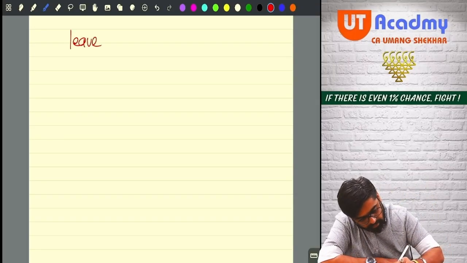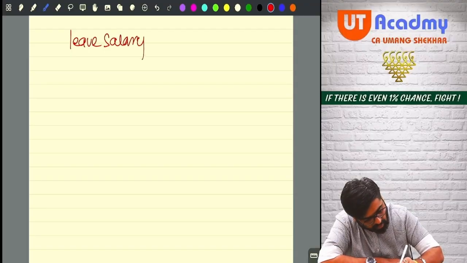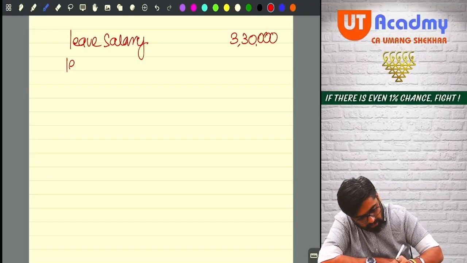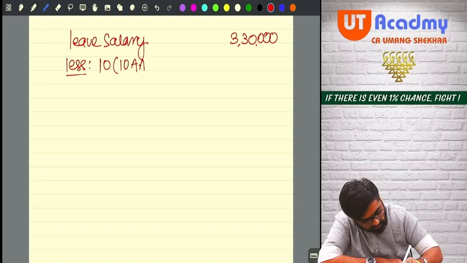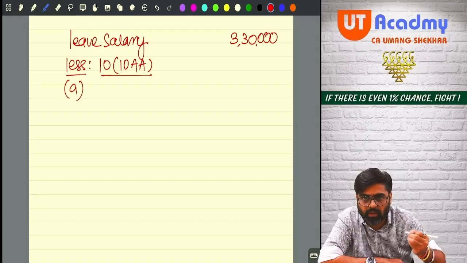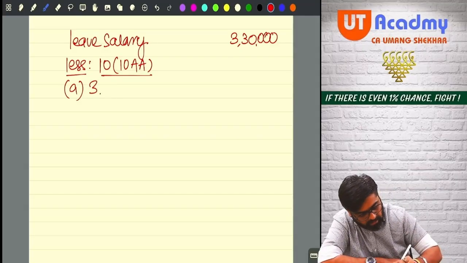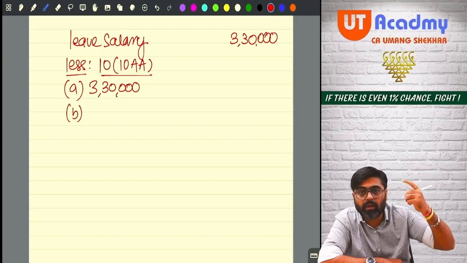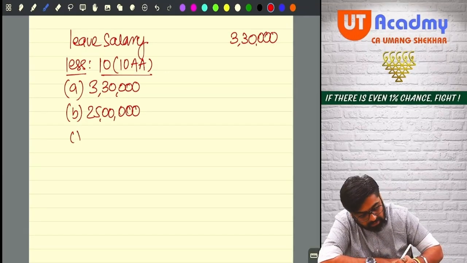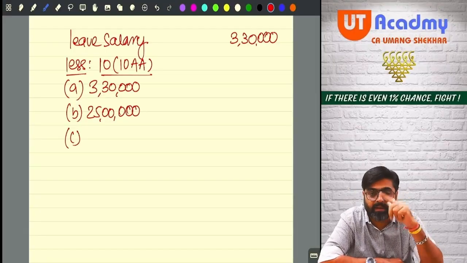Come on, tell me. Leave salary on retirement was 3,30,000. Out of that, he will get exemption under section 10(10AA). How much exemption he will get? A. Actual amount received. That is 3,30,000. B is what? Maximum limit available for exemption. That is 25 lakhs. Do you remember for leave salary the maximum limit was 25 lakhs? And what is limit C? 3 months salary. No, 10 months salary.